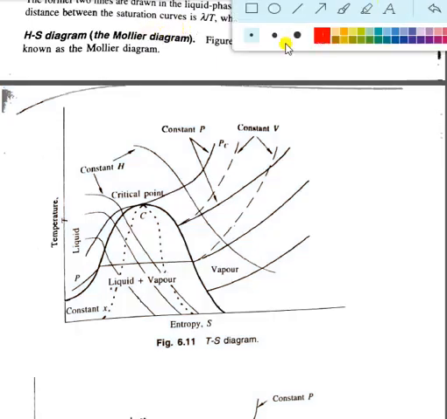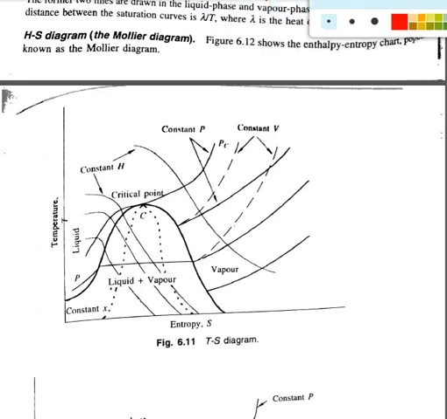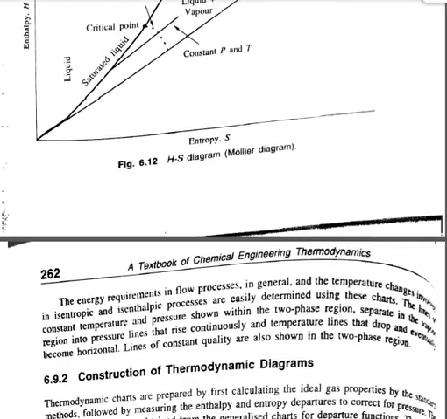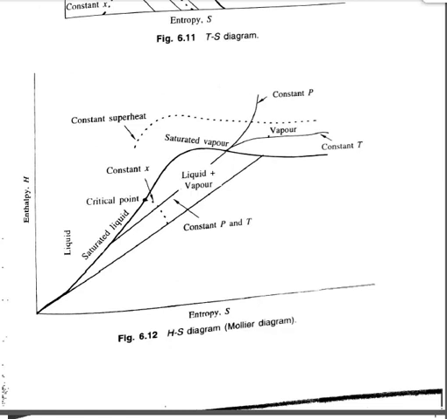It is known as a Mollier diagram. So this one is shown in figure 6.12. So the HS diagram, enthalpy versus entropy diagram, or a Mollier diagram, as we see in the figure, a constant line is indicating. Okay, so these are the saturated liquid.